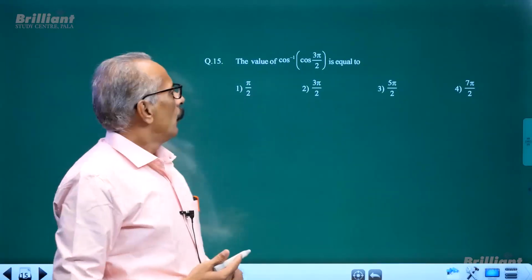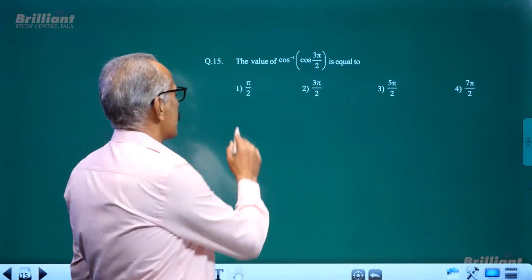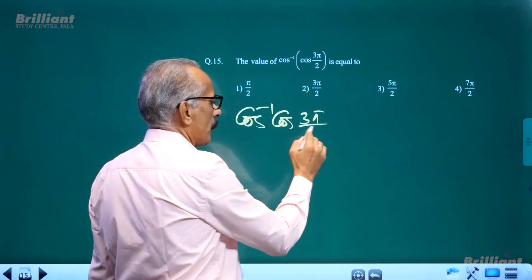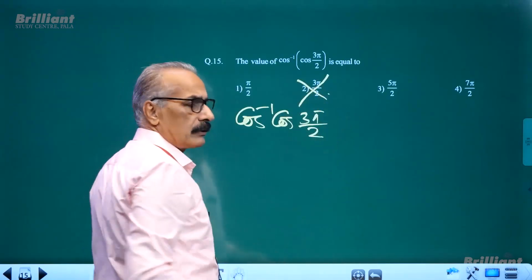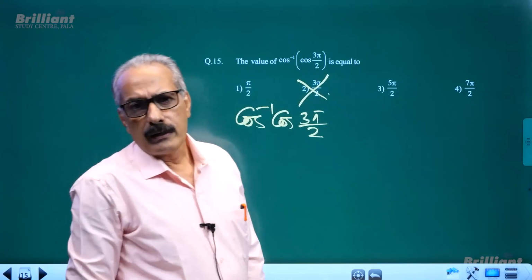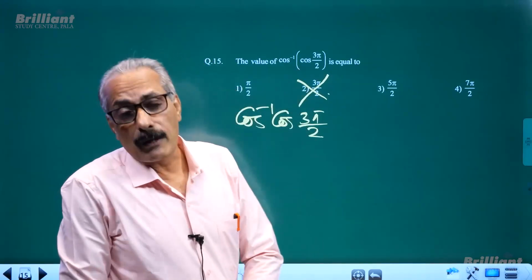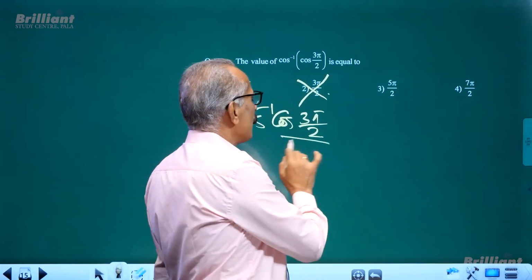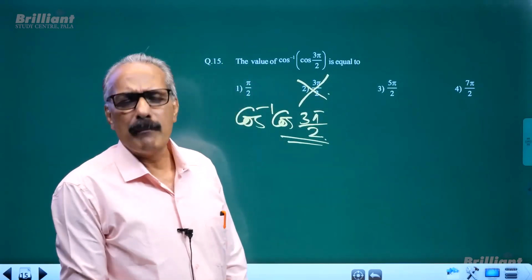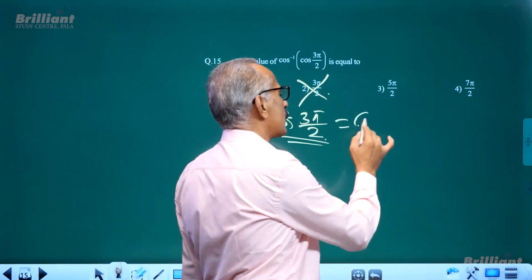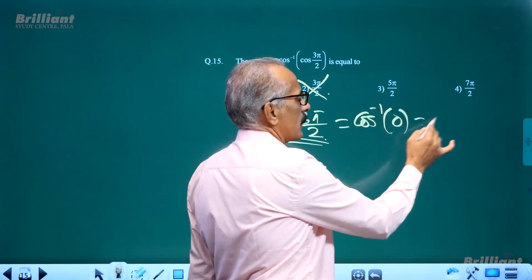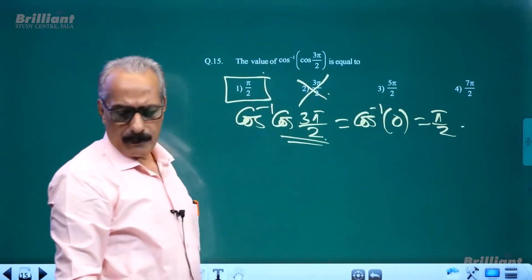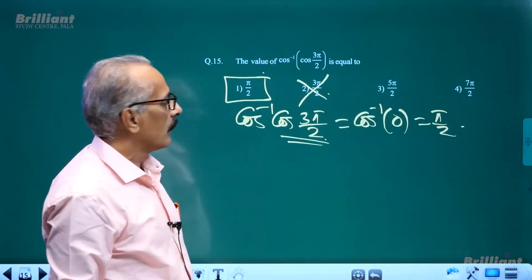You all know cos of 3 pi by 2. You can easily solve this question. Cos inverse cos of 3 pi by 2. Never write 3 pi by 2. This is wrong. Because 3 pi by 2 is more than pi. The principal value branch of cos inverse is from 0 to pi. Therefore, this is very simple. You know the angle here. Cos 3 pi by 2 is 0. I just write cos inverse of 0. That's equal to pi by 2. Cos inverse of 0 is pi by 2. Hence, your answer is pi by 2. 15, your answer 1. Correct.